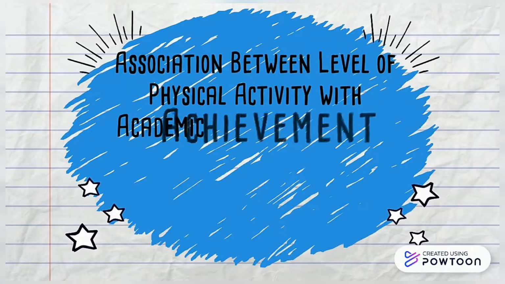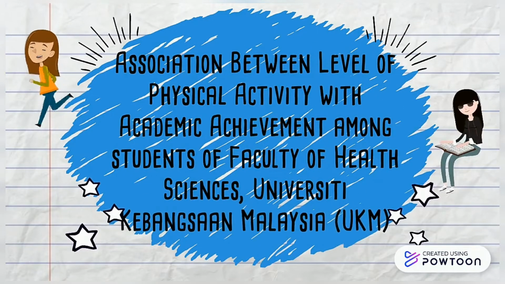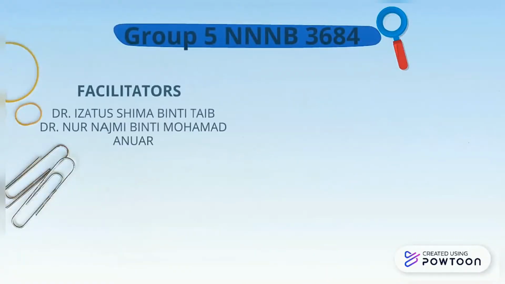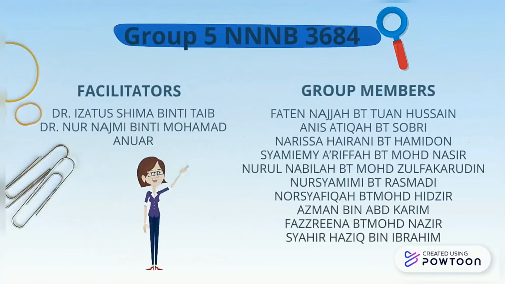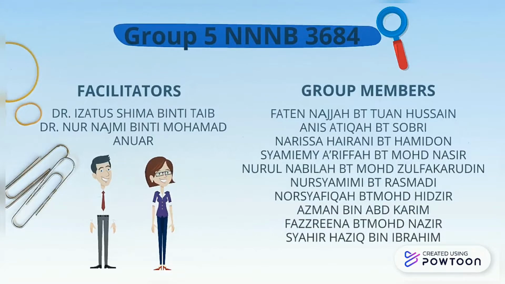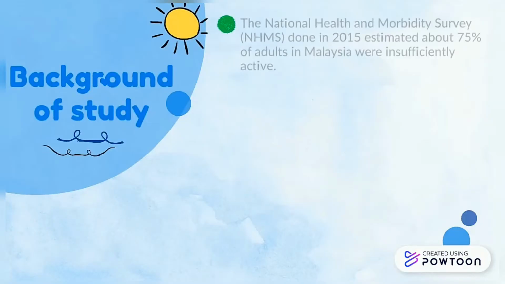Hello, today we are going to present our study about the association between level of physical activity with academic achievement among students of Faculty of Health Sciences, University Kebangsaan Malaysia. We are from Group 5 and we are being assisted by two respective facilitators along the study. We'll start with the background of the study.